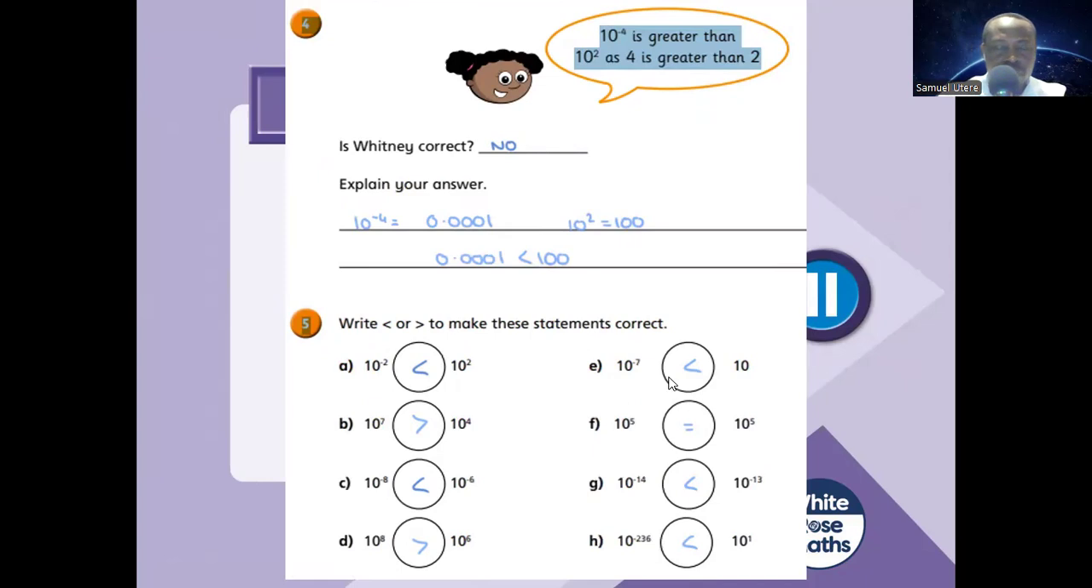I think it's -4, not 4. So 10 to the power -4 is greater than 10 to the power -2, as 4 is greater than 2. Well, 10 to the power -4 is 0.0001. And then 10 to the power 2 is 100. So there is no way that number is greater than that, which is what Whitney was implying.